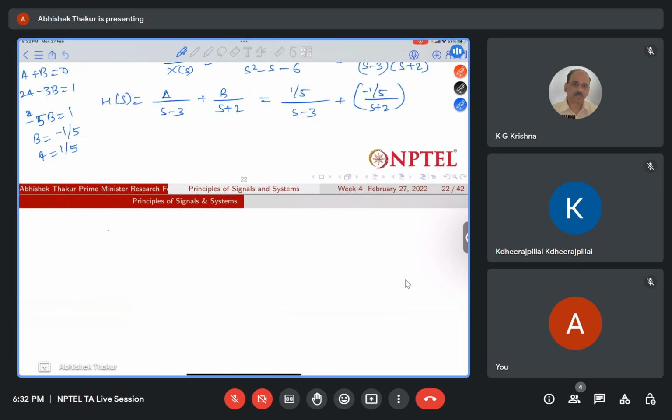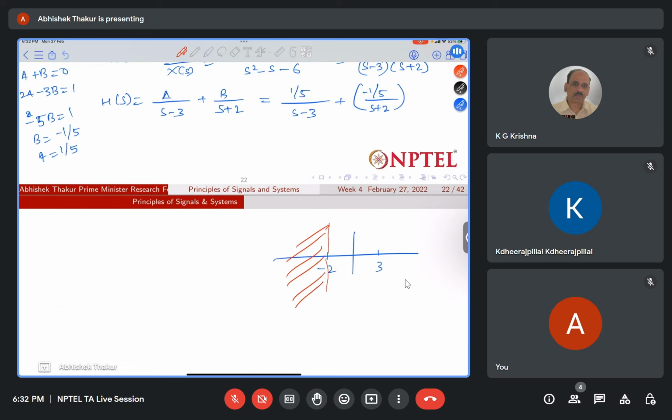Now we will find the ROC if the system is neither causal nor stable; then the ROC will be the left hand side. There are two roots, s is equal to 3 and s is equal to minus 2. If j omega lies in that region, then the system will be stable. So the region of convergence will be the left hand side.